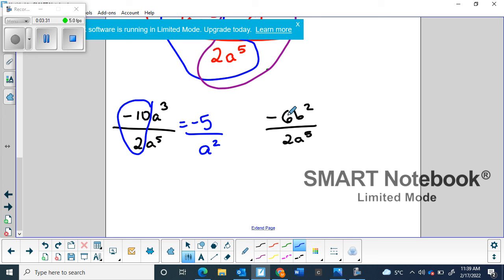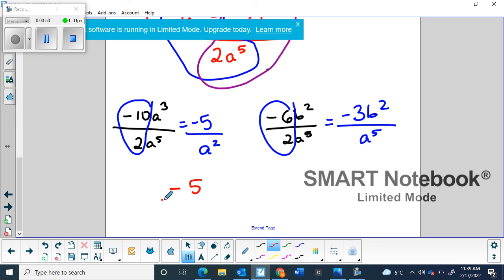Now here, I'm going to do the same thing, negative 6 divided by 2. Okay, well that's negative 3 left over. I have 2 b's on top and 5 a's on the bottom. Well, that doesn't work for me. I can't combine a's and b's, so I'm still going to be left with 2 b's on top and 5 a's on the bottom. And so now I'm just going to combine these, put them together.